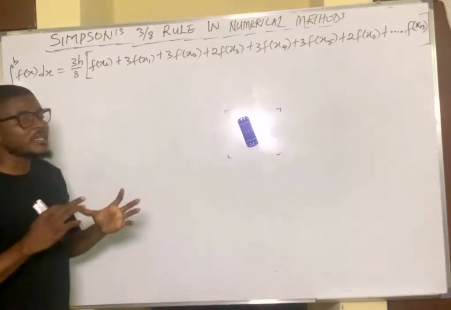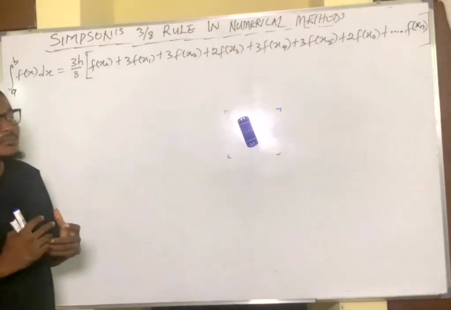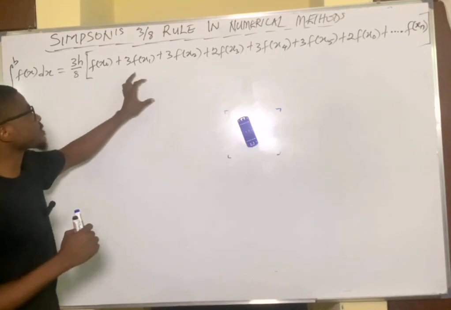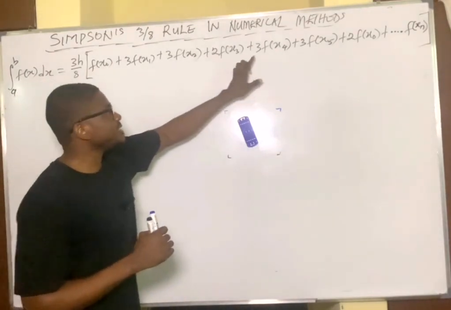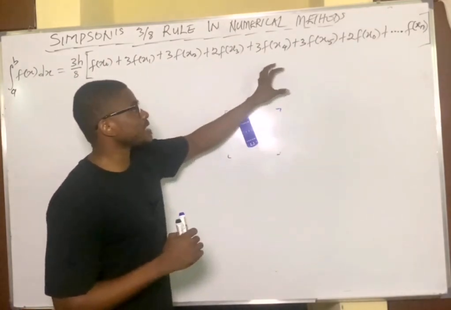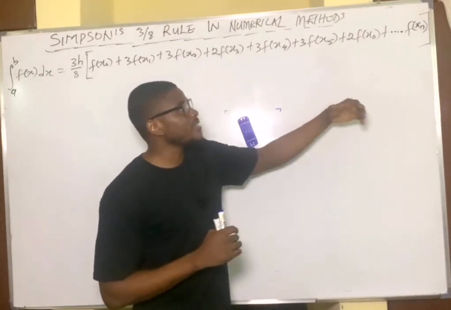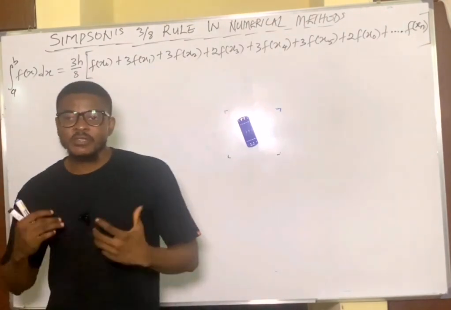To explain this more clearly, the first function and the last function are not multiplied by any value, but the next two functions after the first are multiplied by 3. The third function is multiplied by 2. The next two functions after that are multiplied by 3. The third function is multiplied by 2. The next two are multiplied by 3, the third by 2, and so on up to the total number of subintervals that you choose.